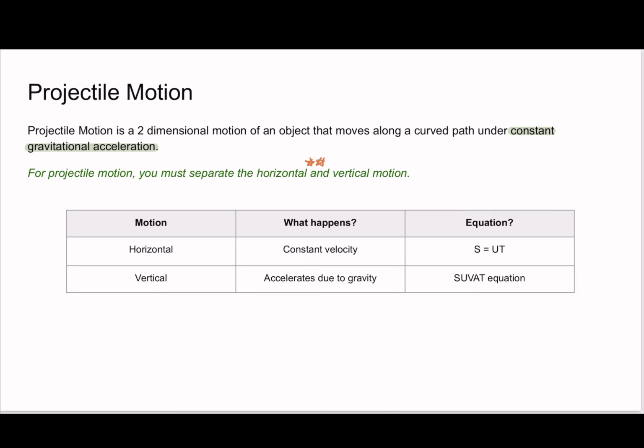The horizontal and vertical components in projectile motion share different characteristics. Assuming that there is no air resistance acting on the mass, the horizontal velocity stays constant, and we can simply use distance equals velocity times time to find out the displacement. Verticals are a bit different. There will be acceleration due to gravity, and therefore we must use the SUVAT equations to find out the details.